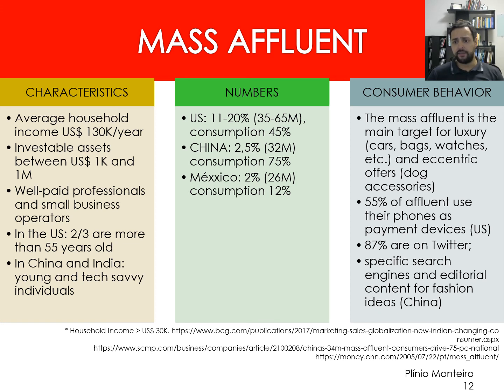And what's behind their behavior? They are the main target for luxury products. So they buy luxury cars, bags, watches, and also sympathy offers like dog accessories. And they are the ones that really are connecting in the newest ways to make payments. And for instance, they have a huge presence on Twitter and other social media. And also, they are the ones that look for new products, for fashion, for new ideas that they can use to buy new products and use that as a symbol of their status.